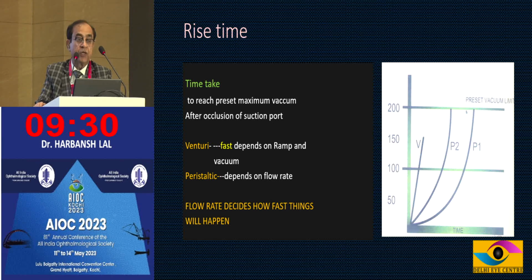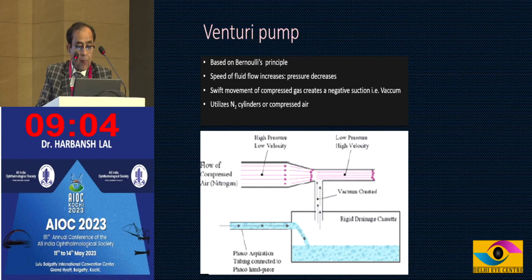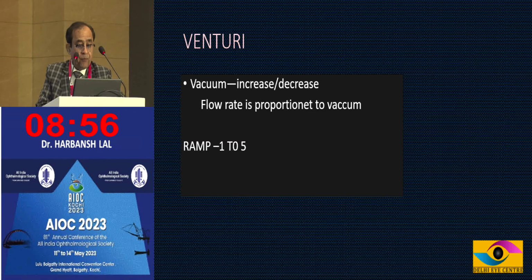The venturi pump actually has a very high flow rate, because you can't separate the flow rate from the vacuum. It is a fraction of the vacuum, usually 1/3, or 30% of 1/3. That means if you're operating at a 200 vacuum, the flow rate may be 60. Operating at 400, it may be more than 100. That's the reason the venturi pump has a very fast flow rate. As we know the venturi principle, air is passed from the nearby opening and the fluid is sucked into the cassette. Depending on the vacuum increase or decrease, the flow rate is proportional to that.